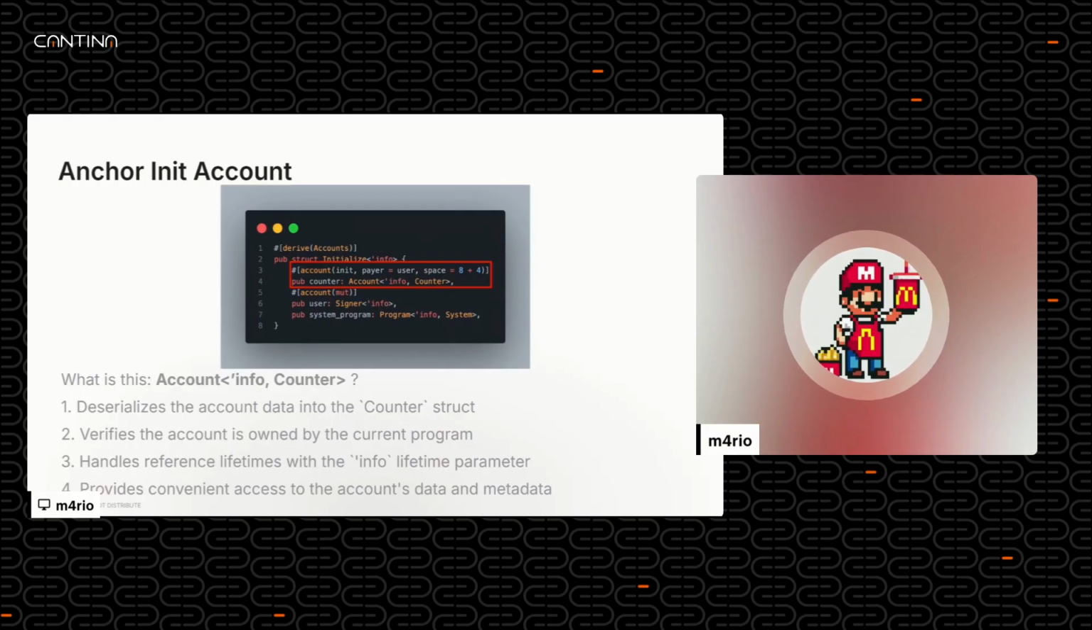You would otherwise have to deal with that. It verifies that the account is owned by the current program. Very important feature, especially from a security point of view. It handles all the reference lifetimes with that info lifetime parameter, and basically provides convenient access to the account's data and metadata. So in your instruction, when you actually manipulate this account, you just access it as you would instantiate a new object in Rust, simply like that. You don't need to care about any deserialization or anything else. Anchor will manage that for you.